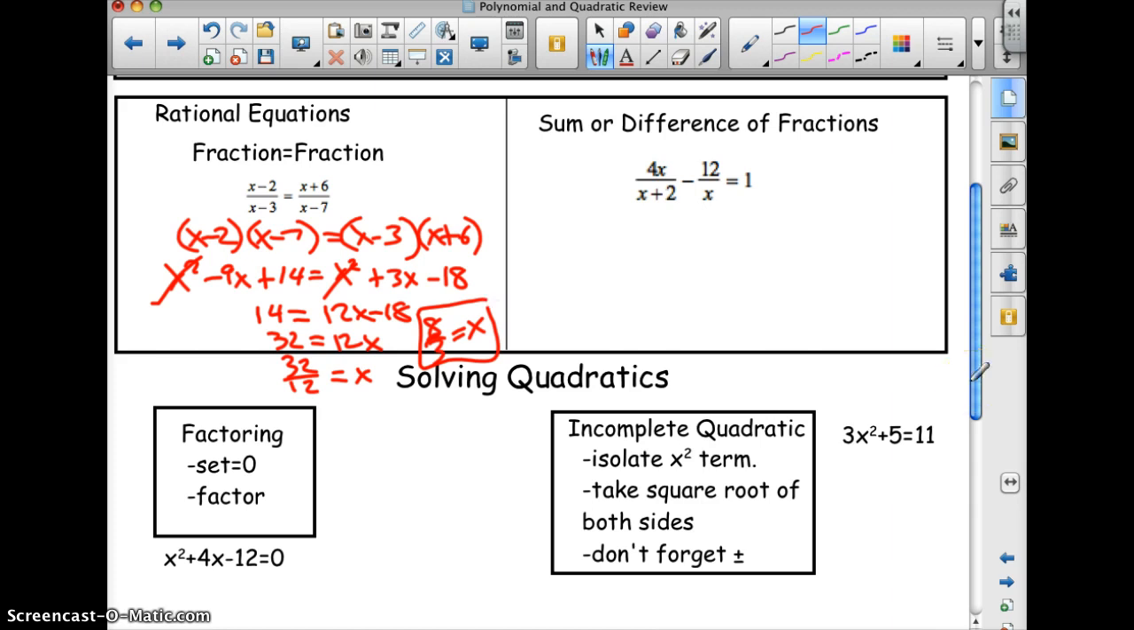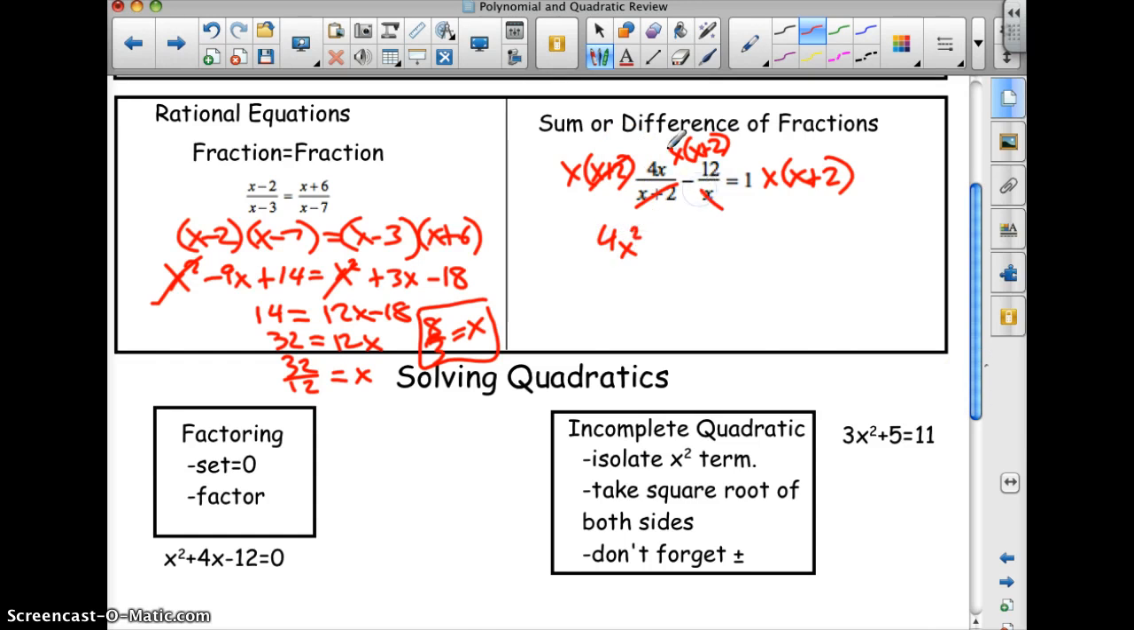Summary difference of fractions. So now this is a more complex rational equation where I'm going to go back to my other thing. Because I have an equation here, I can multiply every single term by x times x plus 2. And that's the equality property of multiplication. If I multiply both sides of an equation by the same thing, I do not change the value of the equation. So here the x plus 2's will cancel, and I'm going to get 4x squared.